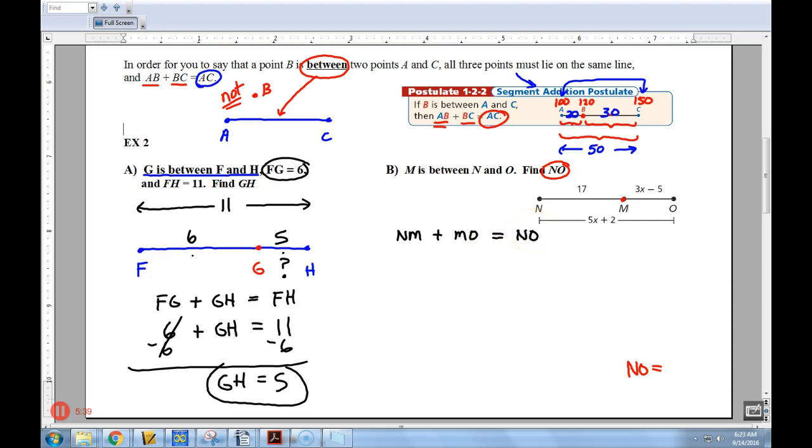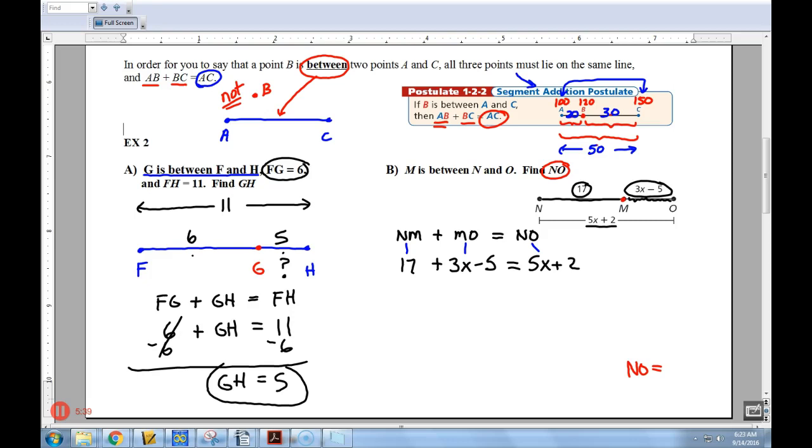And now I'm going to start replacing values. So N to M, that was 17. And the distance from M to O, that's 3x minus 5. And that should equal the entire segment, which is 5x plus 2. So all I've done here is basically substitute what these values were from my diagram and plug them into an equation. Now we actually have to do some solving, which is why we spent the first week doing algebra review.